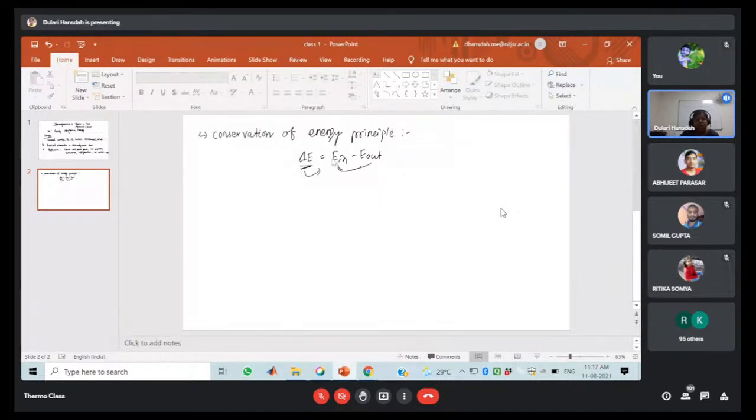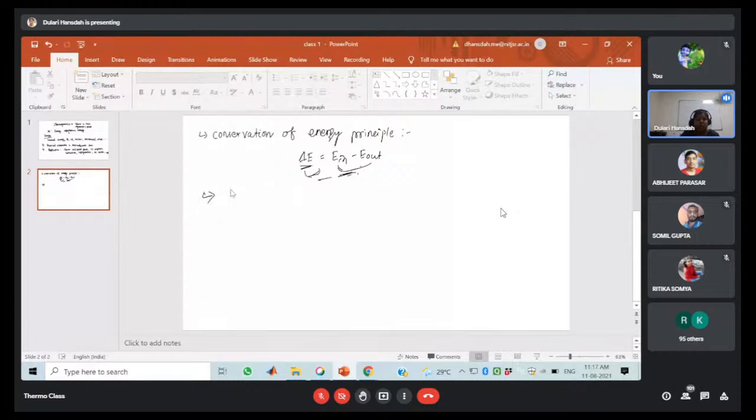So this conservation of energy principle, if you are applying in case of the nozzle, diffuser, turbine, or your compressor, then there we will have work output or input. We can find out this from this relation. So this is a conservation of energy principle.